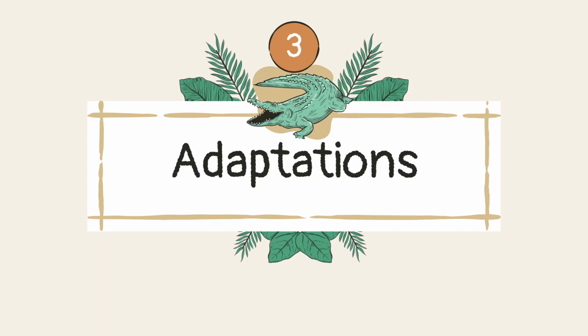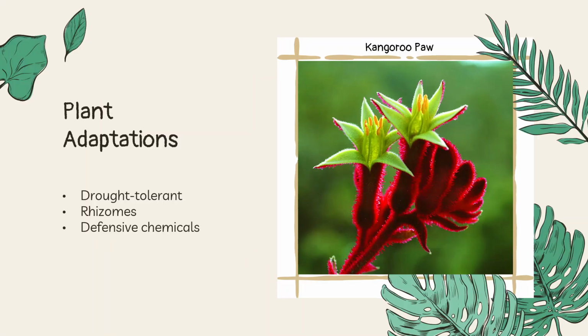As we can talk about the animals and plants, we can talk about their adaptations to the environment too. If we start with plant adaptations, we can say that in summary they are drought tolerant, they have rhizomes, and they have defensive chemicals. The extreme differences in precipitation throughout the year are very stressful for plants, as not only do they have to be drought tolerant, but also be able to survive the possibility of too much water once the wet season comes around.